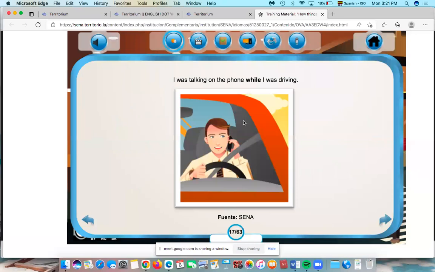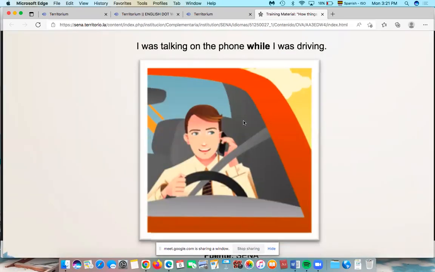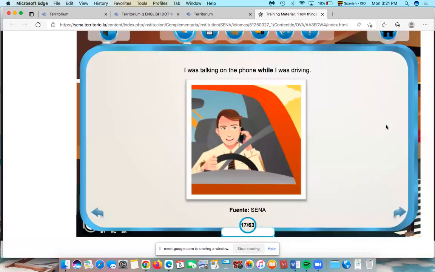Another example here. I was talking on the phone while I was driving. The idea is that you don't talk on the phone while you're driving. You can say I was talking on the phone when you called me. Yes, you can also say that. But there are some people that are talking on the phone and driving at the same time.